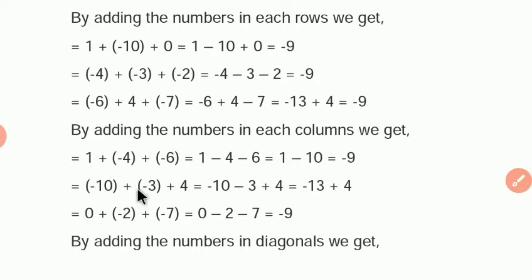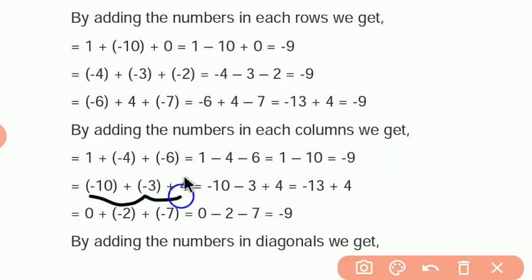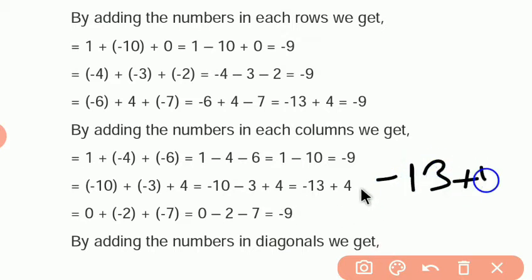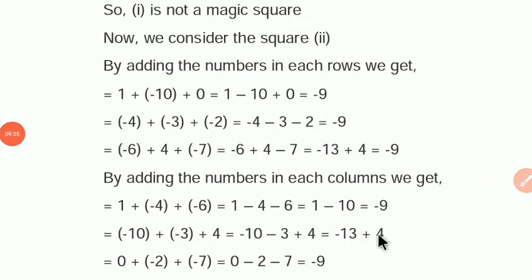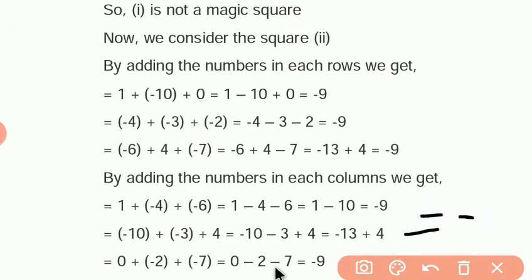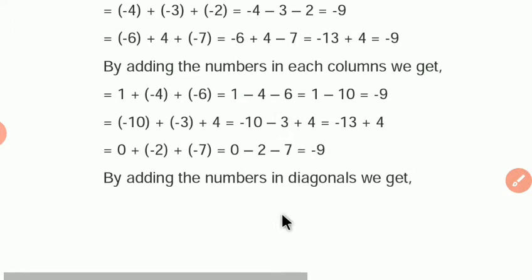Then the second column, minus 10 plus minus 3 plus 4. So minus 10 plus into minus, minus 3 plus 4. First we will add these two numbers, 10 and 3. Minus minus is plus, and the sign will be minus. So minus 13 plus 4. Here minus plus is minus, so 13 minus 4 is 9, and the sign will be according to the bigger number, which is minus. So minus 13 plus 4 is equal to minus 9. Then we'll see the last column, 0, minus 2 and minus 7.